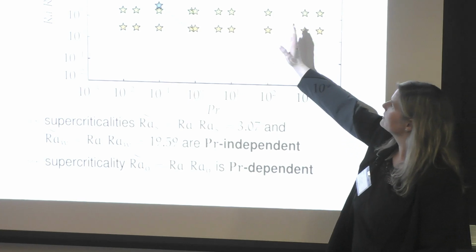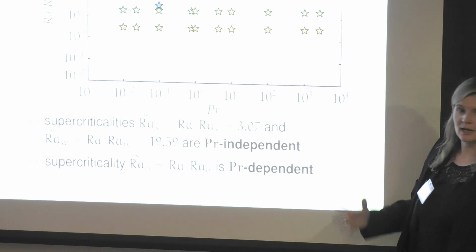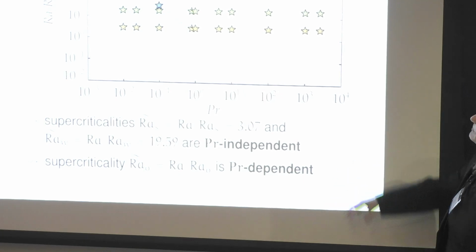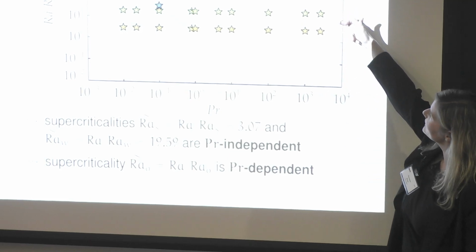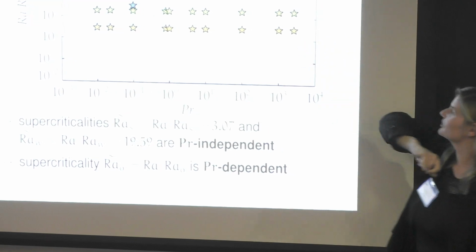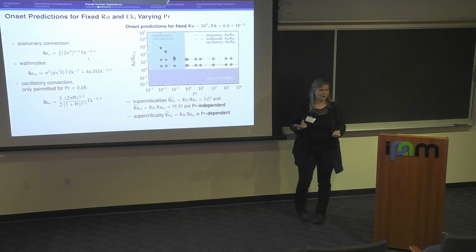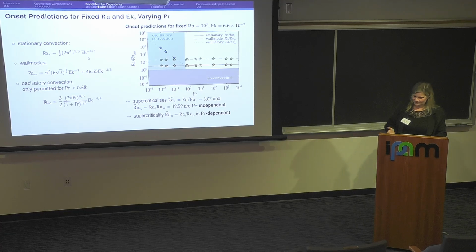And only here, in this regime, would we expect a huge influence of the Prandtl number on the type of convection that we see, versus if you're in this regime, you would first have the onset of wall modes, so that's why they are strongly supercritical, versus the stationary modes that have a much lower onset. So that's really the main thing.